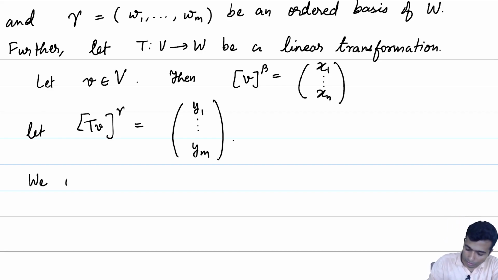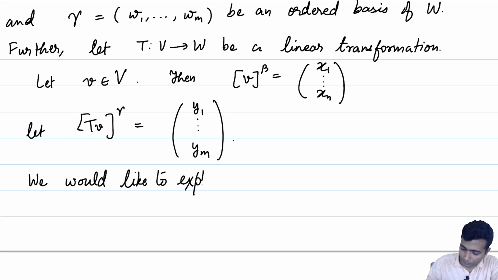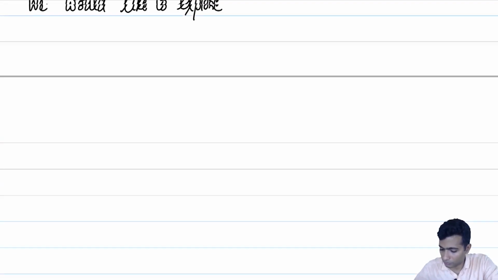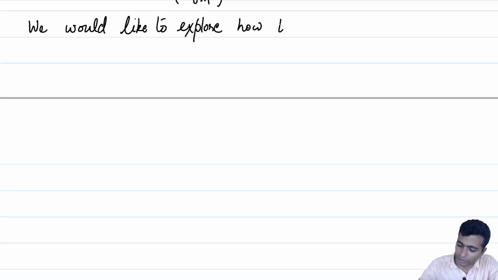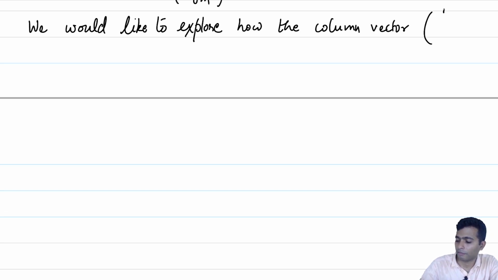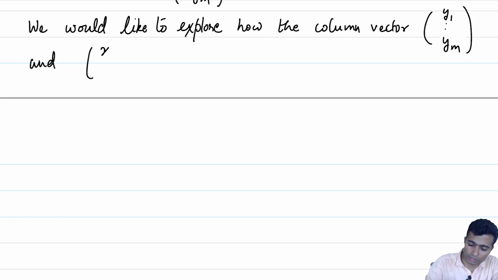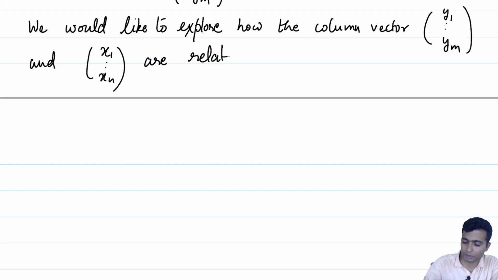So we would like to explore how the column vector y1 to ym and the column vector x1 to xn are related. Clearly, the relationship has to be through our given linear transformation T. So let's look at that again.